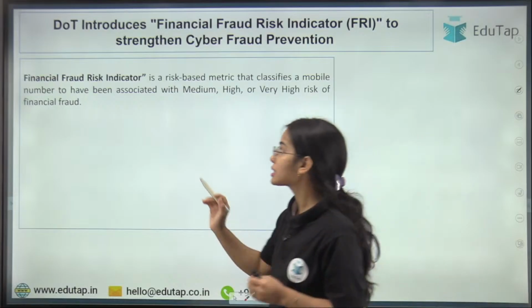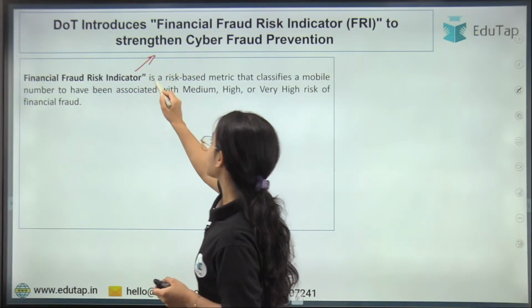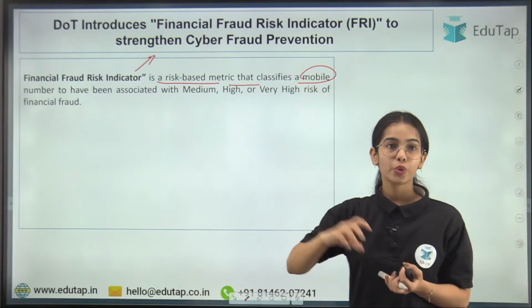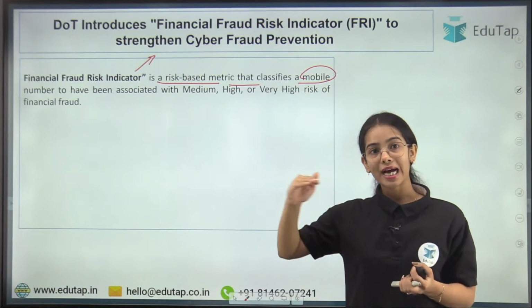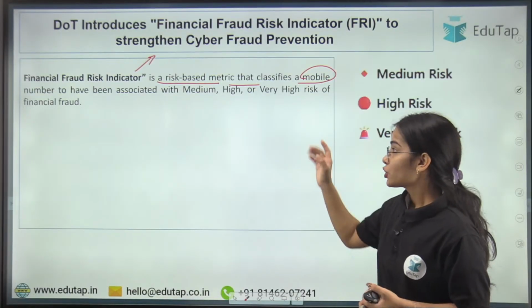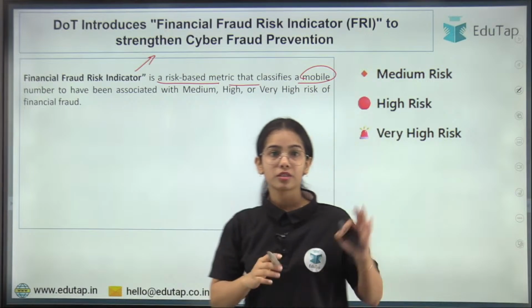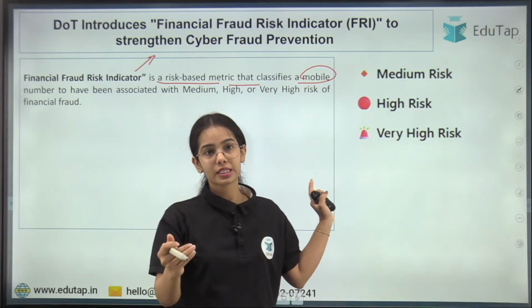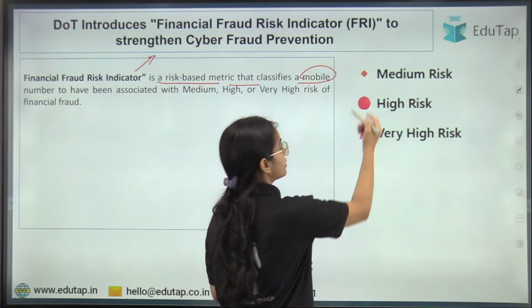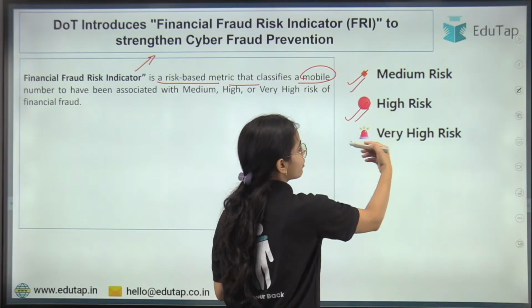So the Financial Fraud Risk Indicator, this FRI, is a risk-based metric that classifies a mobile number as having been associated with medium, high or very high risk of financial fraud. Okay. So now how is this recognized? First of all, the Financial Fraud Risk Indicator is a risk-based metric that will classify the mobile number as medium risk, high risk or very high risk.